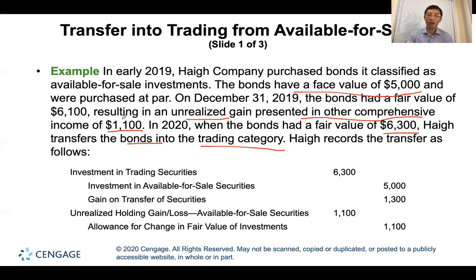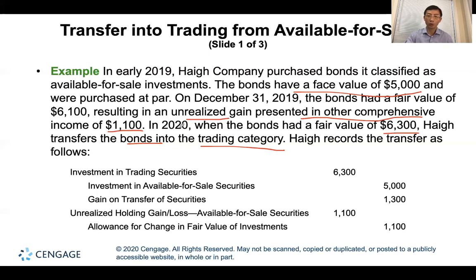The face value is $5,000, and on December 31st, the fair value is $6,100. So here we have $1,100 of unrealized holding gains, and this will be reported in other comprehensive income in the balance sheet.